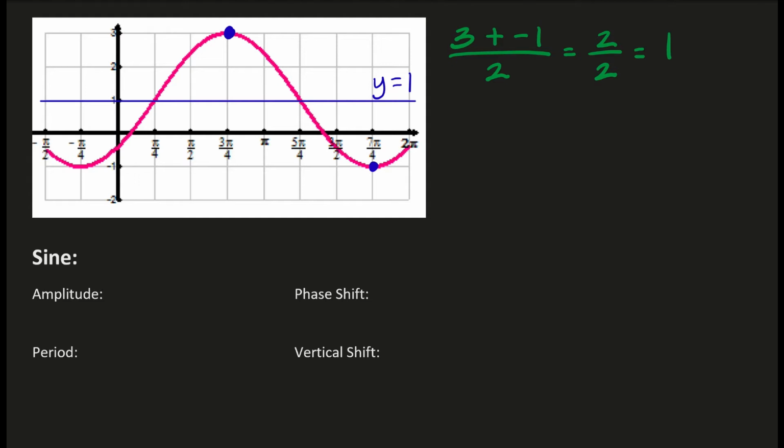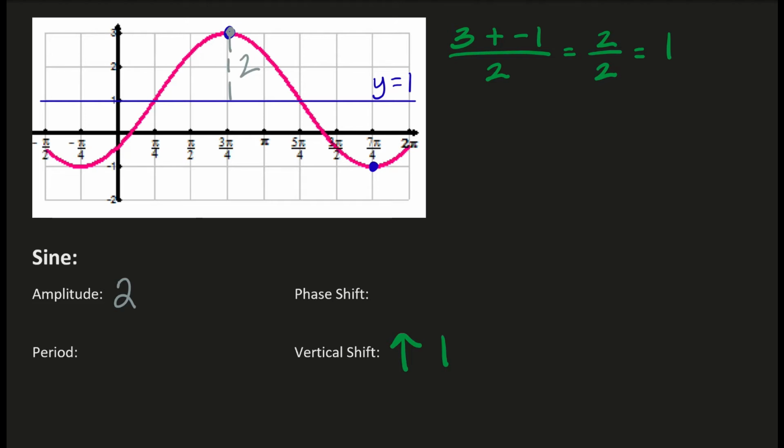Now, what's convenient about finding the midline is that it tells us what our vertical shift of the function is. So this vertical shift, we would want to say is up 1, because sine normally has a midline at the x-axis. But this sine has a midline at 1, so it has a vertical shift of 1. Next, we'll want to find the amplitude. The amplitude is the distance from a crest to the midline. So here we have a distance of 2, so our amplitude is 2.